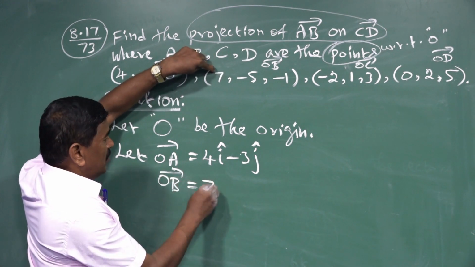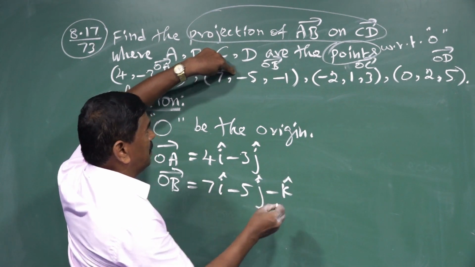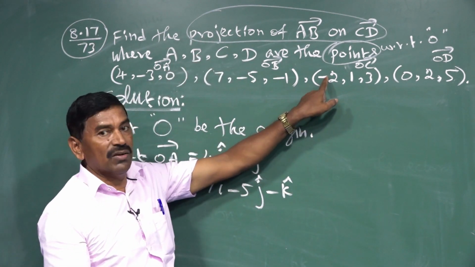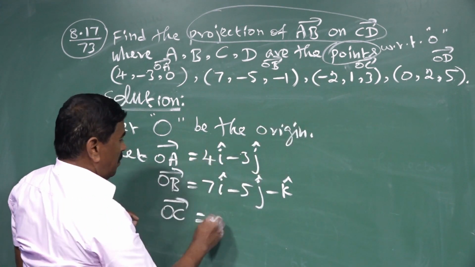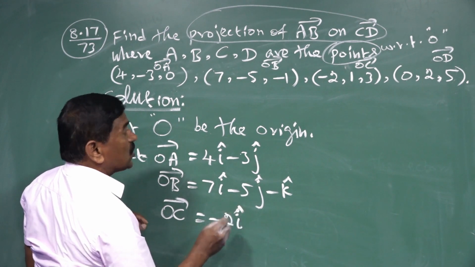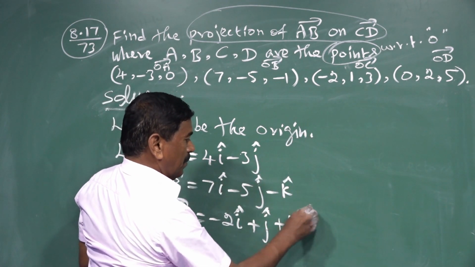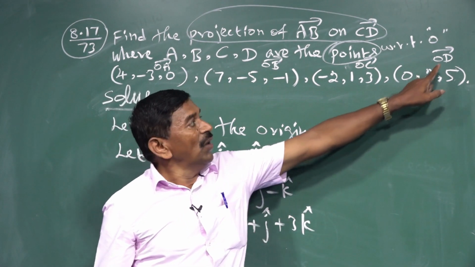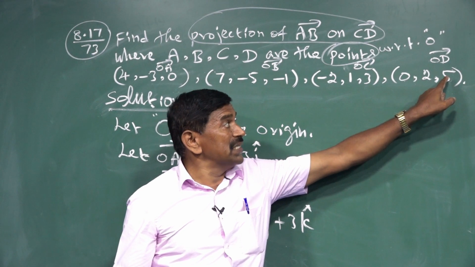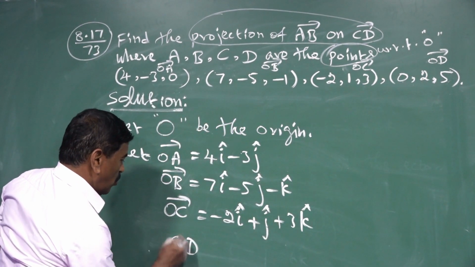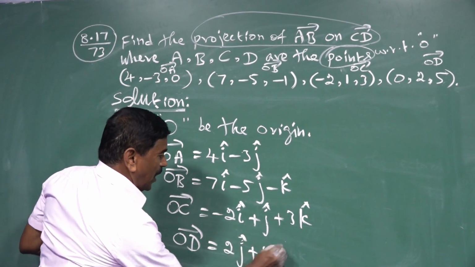OB vector is equal to 7i cap minus 5j cap minus k cap. Next, OC vector is equal to minus 2i cap plus j cap plus 3k cap. Next, OD vector is equal to 0i cap, no need to write, plus 2j cap plus 5k cap. So OD vector is equal to 2j cap plus 5k cap.